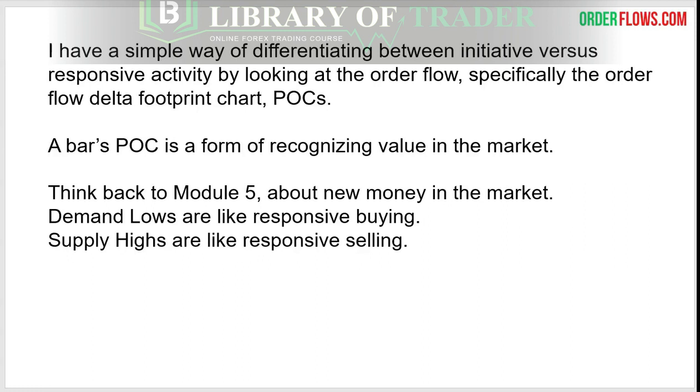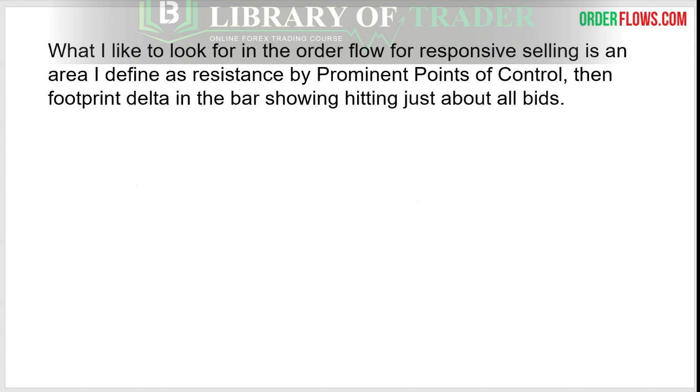Okay, so now think back to module 5 about new money in the market. Demand lows, which I was talking about in module 5, are like responsive buying. Supply highs are like responsive selling. So what I like to look for in the order flow for responsive selling is an area I define as resistance by prominent points of control. Then the footprint delta, not the volume footprint, but the delta footprint, showing bids just getting hit with impunity. Okay, so that's how I define responsive selling.